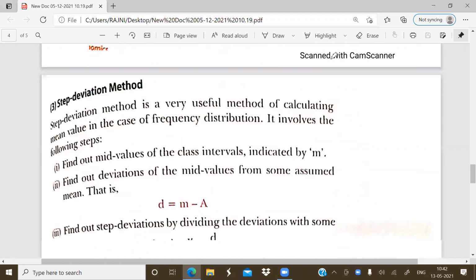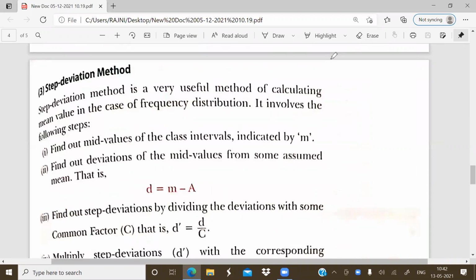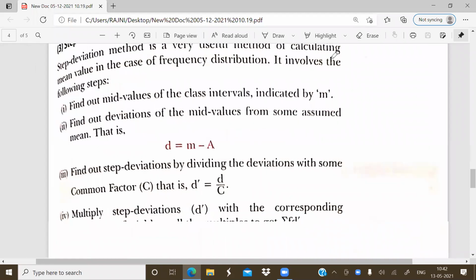The next and last method of calculation of the mean in the case of the frequency distribution series is the step deviation method. Generally, why is it used? In order to calculate the mean in the case of large values. If we have large values in the frequency distribution, then we can find the mean using the step deviation method. In this also, similar steps are there.